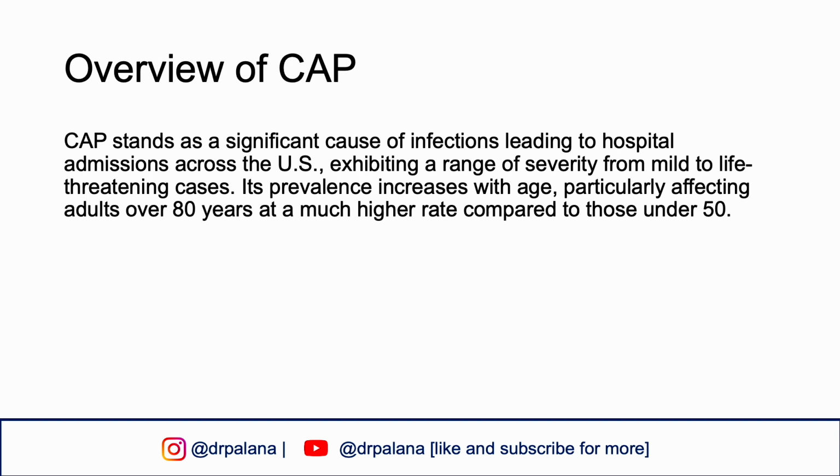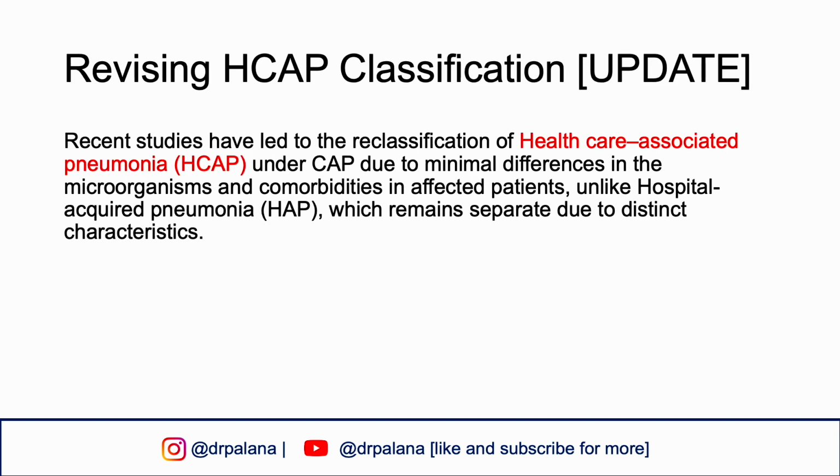Community-acquired pneumonia, also known as CAP, stands as a significant cause of infections leading to hospital admissions across the U.S., exhibiting a range of severity from mild to life-threatening cases. Its prevalence increases with age, particularly affecting adults over 80 years old at a much higher rate compared to those under 50. Recent studies have led to the reclassification of healthcare-associated pneumonia, also called HCAP, under CAP, due to minimal differences in the microorganisms and comorbidities in affected patients, unlike hospital-acquired pneumonia, also called HAP, which remains separate due to distinct characteristics.